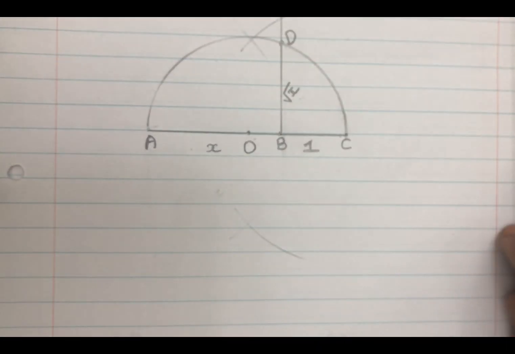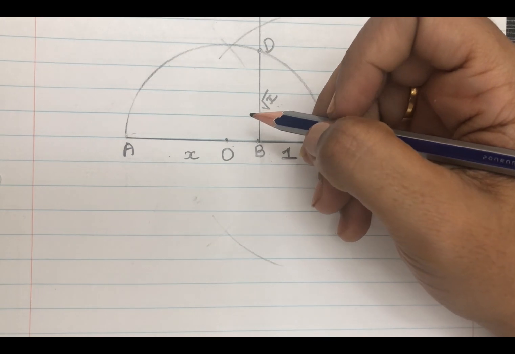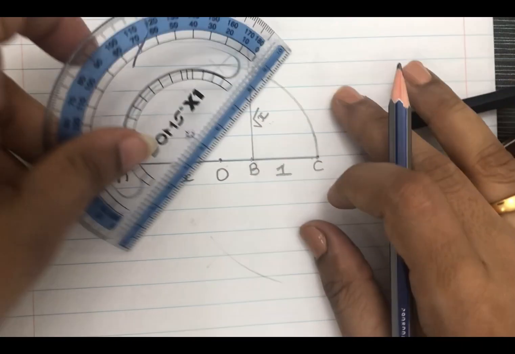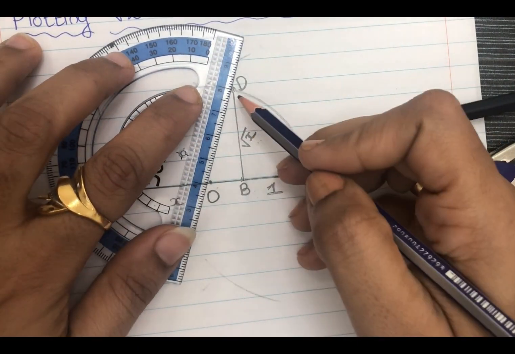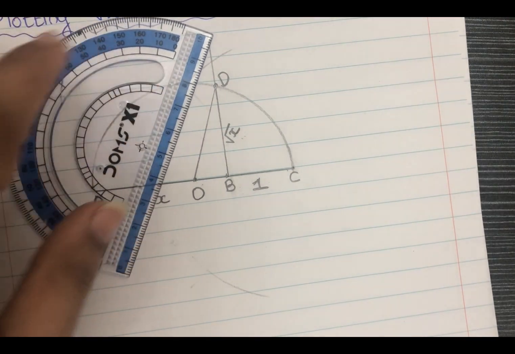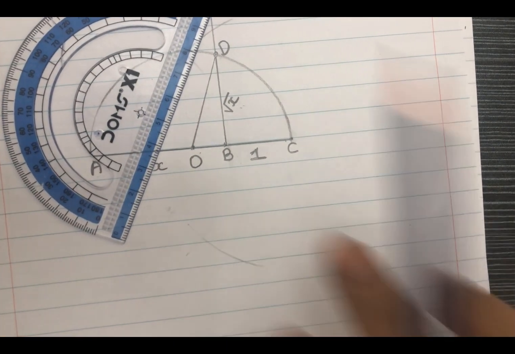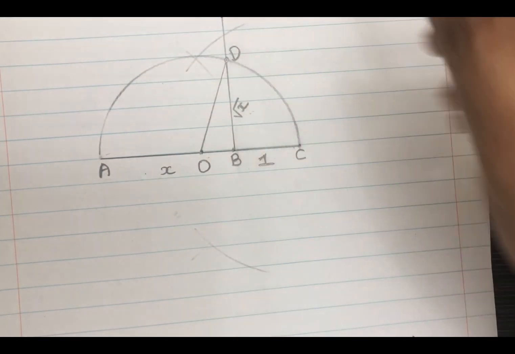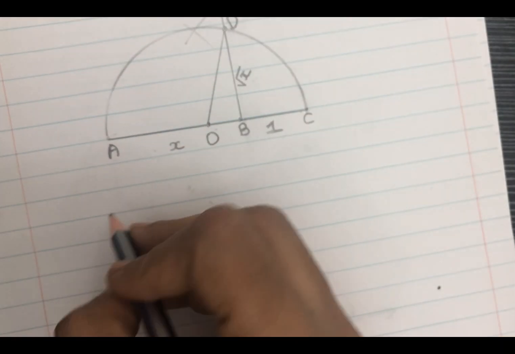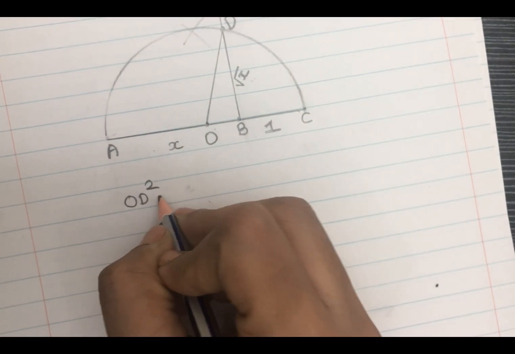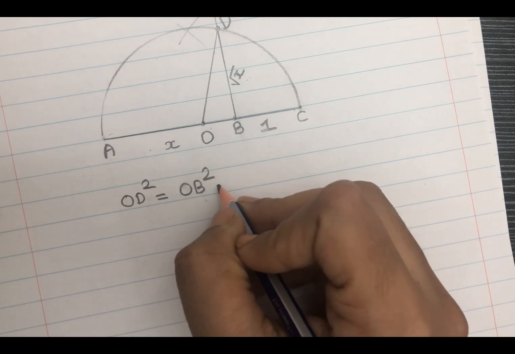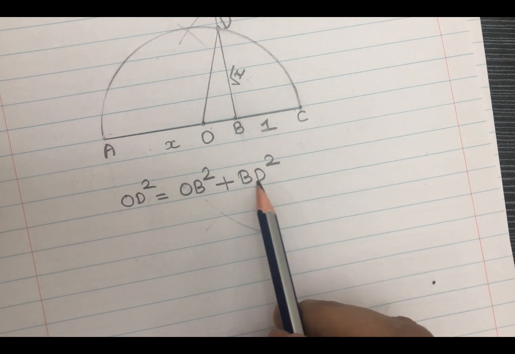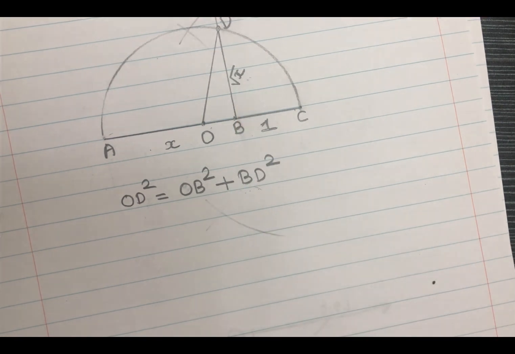Okay, how will we do that? See, this is a right angle triangle, right? OBD is a right angled triangle, and this is the hypotenuse. So according to the Pythagoras theorem, what do we have? OD square is OB square plus BD square. We need to find BD and prove that BD is root x, right?